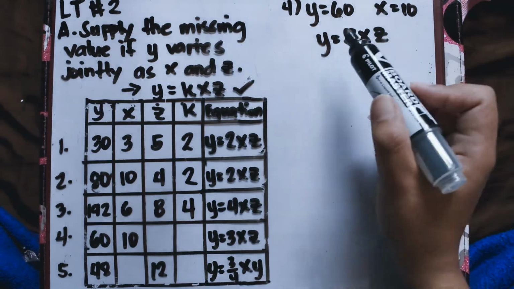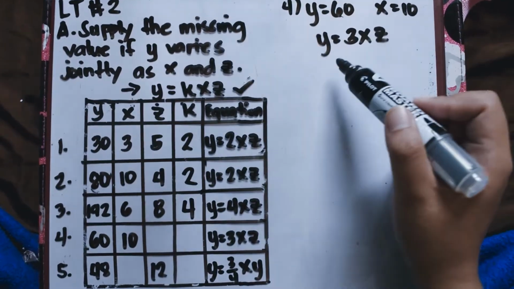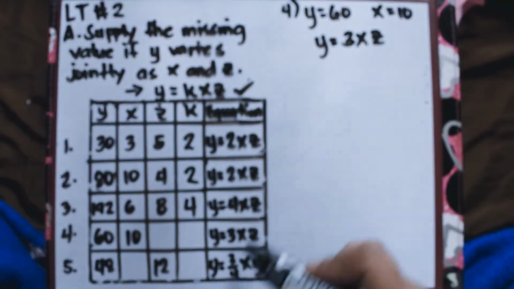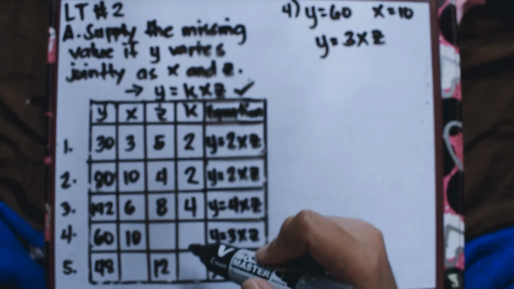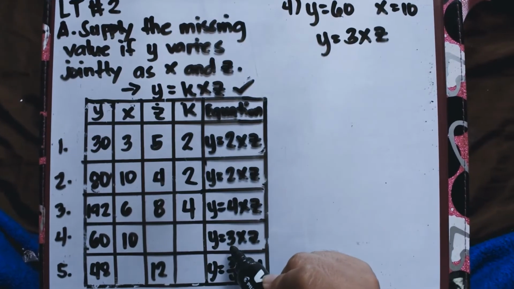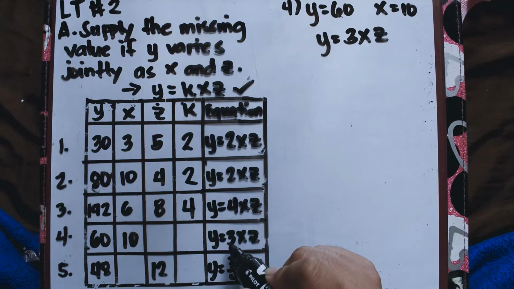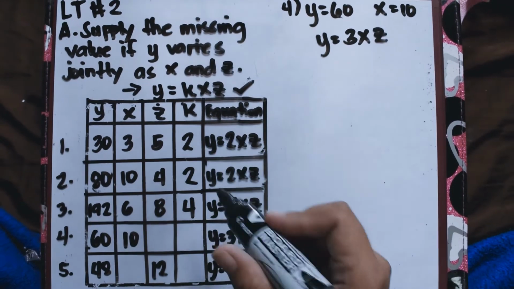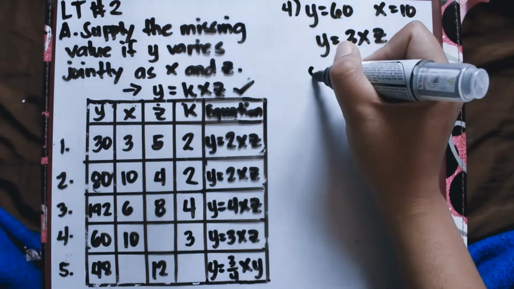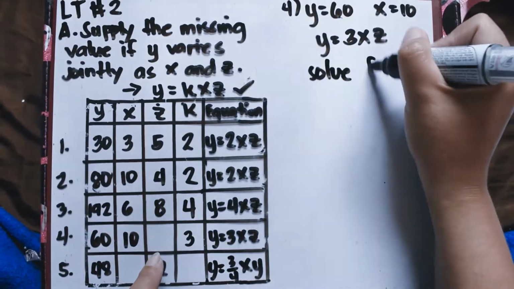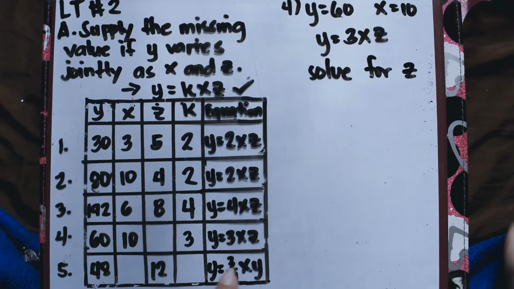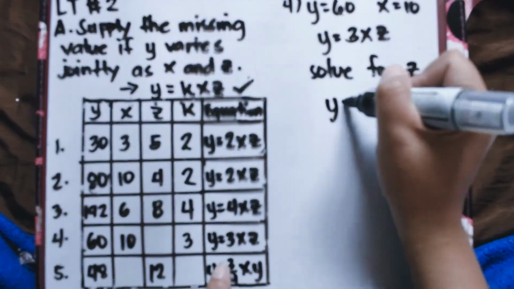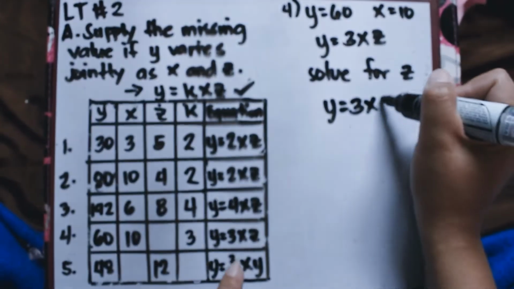So ayan, number 4 tayo, sinulat ko na yung given: y is 60, x is 10, and given the equation. So again, di ko nasulat yung solution for paghahanap ng constant. Napakadali lang naman kung ano po yung kasama dito ni x and z. Yung number dito, yun po agad ang ating constant, which is in this case, si 3. So our constant will be 3. So let's now solve for yung nawawala, solve for z tayo. Siyempre, using our equation.